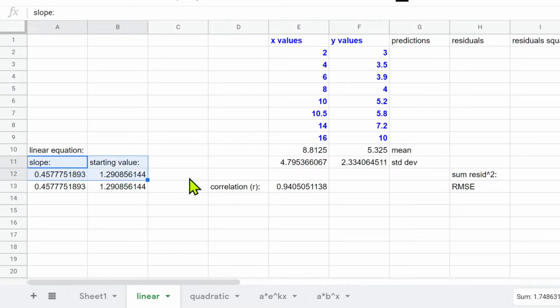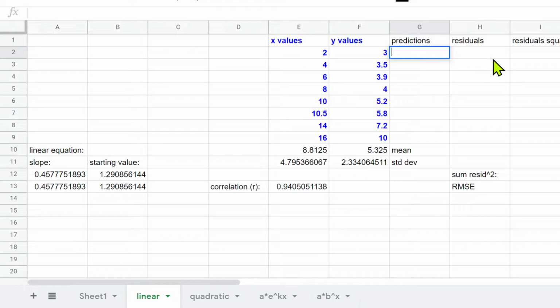With our equation, we can then produce the predictions, then the residuals, and then the residual squared, the sum of the residual squared, and then finally the RMSE. And then we can compare the RMSE of our four equations. So let's keep going. How do you create a prediction for a linear equation? Well, what we really want to do is take this x value and plug it in to y equals this slope plus the starting value.